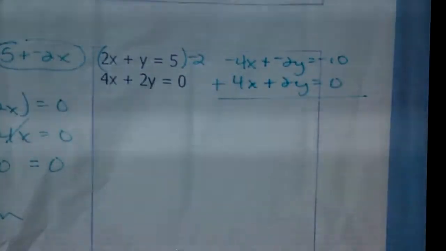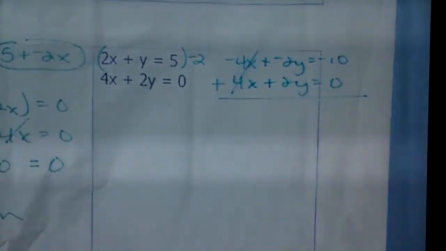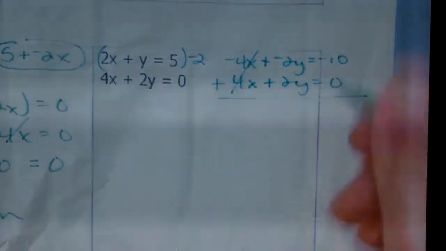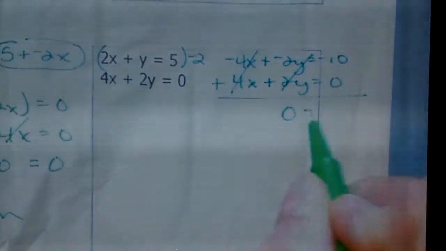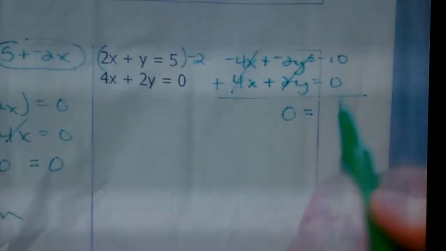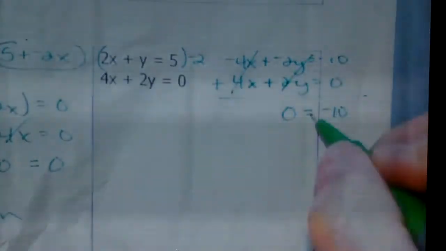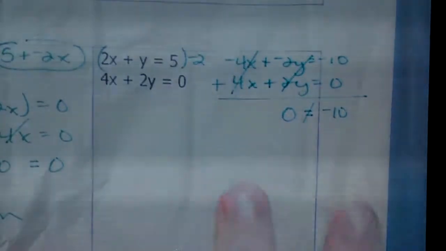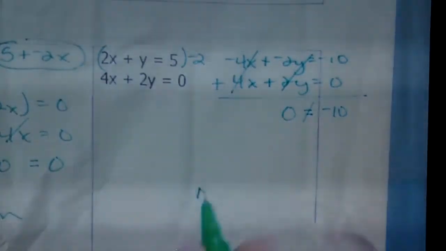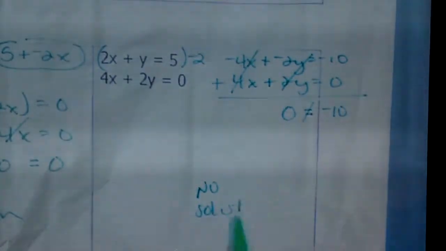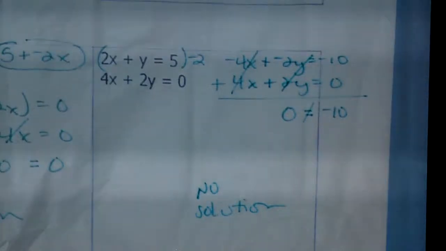When you go to add these up, the negative 4x and positive 4x cancel out. Negative 2y, positive 2y cancel out. I'm left with 0 plus 0, which is 0. And 0 does not equal negative 10, does it? So again, if everything cancels out and you get a statement left that's not true, that means there's no solution. So that's how you could recognize it in all three ways. Okay, so that's when there's no solution.